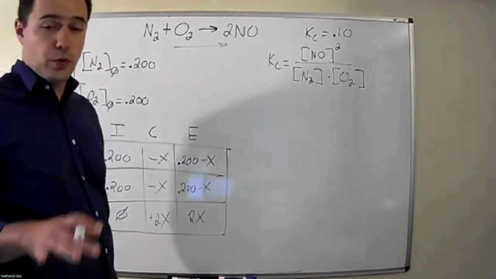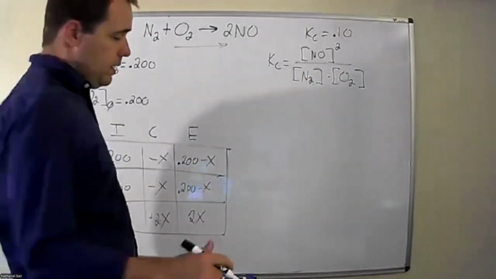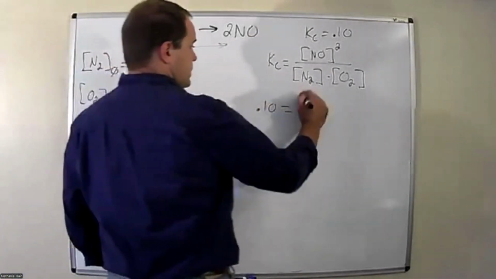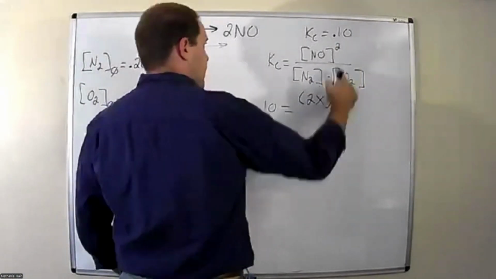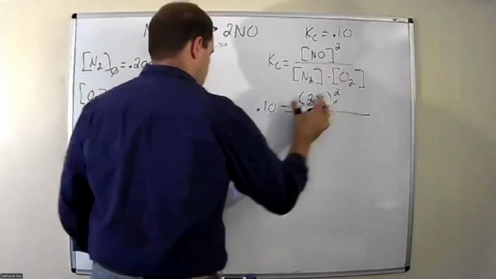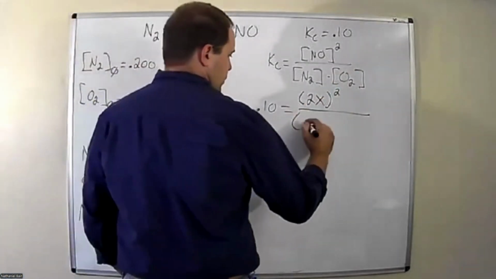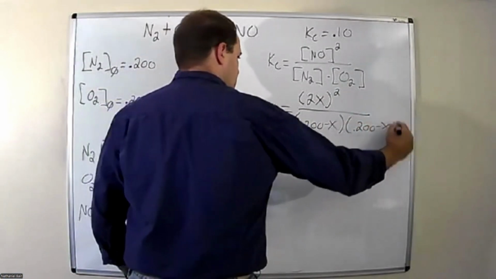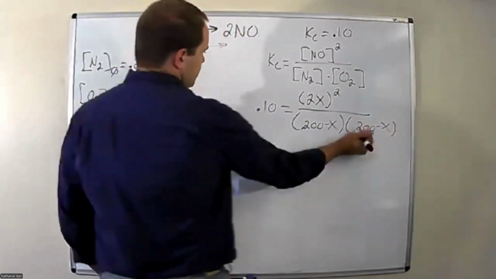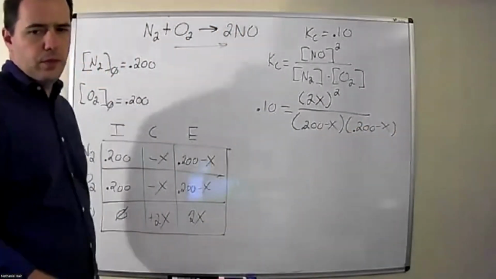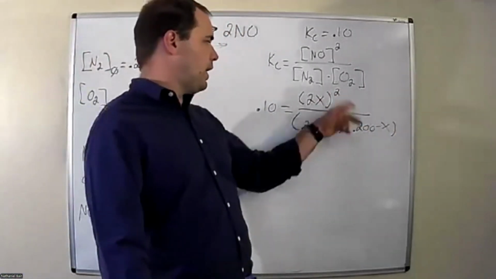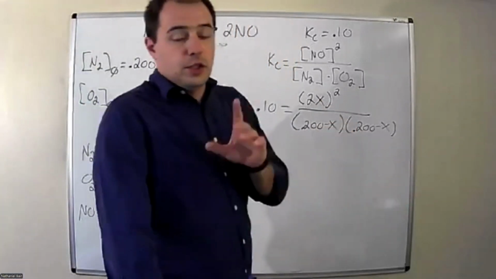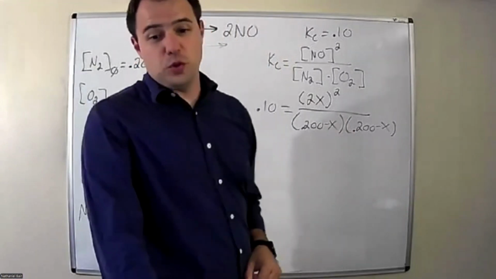And I've got great news for you. So let's plug it in. Don't try to do any algebra, though. So Kc, that's 0.10, equals the quantity 2x squared, divided by the N2, which is 0.200 minus x, times 0.200 minus x. Now, at this point, you may be saying, okay, well, that's going to be 4x squared, and I need to FOIL, right? Typically, yes, but we could take a shortcut.